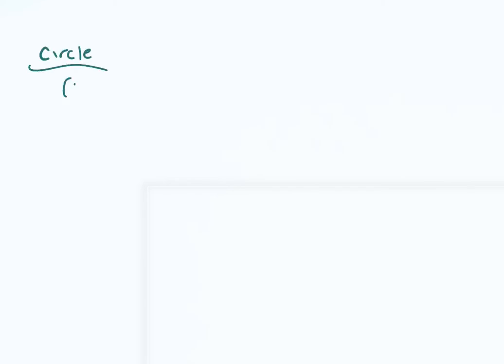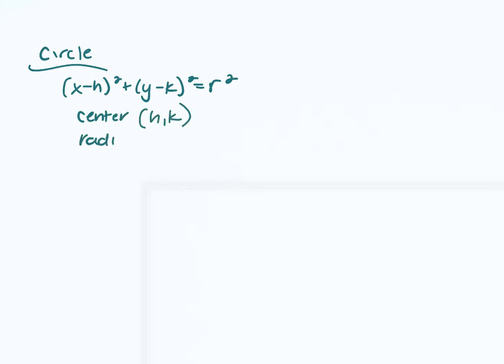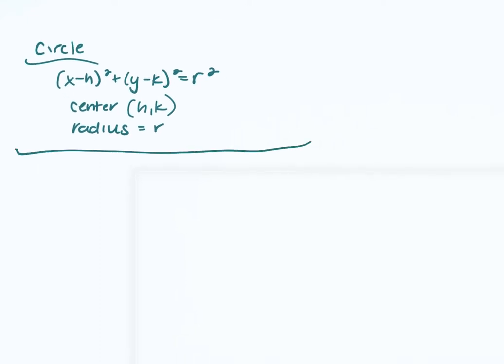If you are keeping track, circles should be the easy ones, right? A circle has x minus h squared plus y minus k squared equals r squared. The center is your h, k. The radius is your r. Then we moved into parabolas.